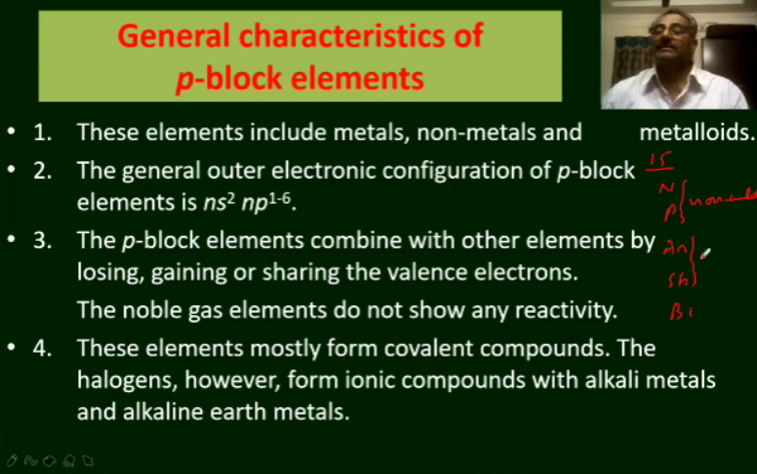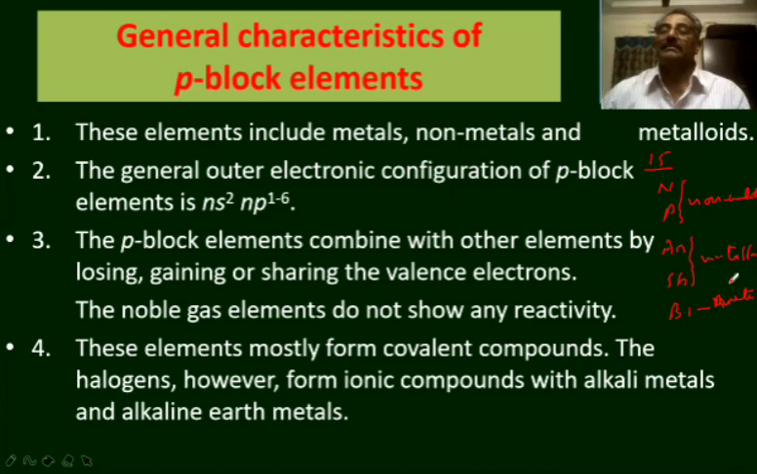Arsenic and antimony are metalloids, and bismuth is a metal. In the same way, in the 16th group, the elements present are oxygen, sulfur, selenium, tellurium, and polonium. Among these, oxygen and sulfur are nonmetals.